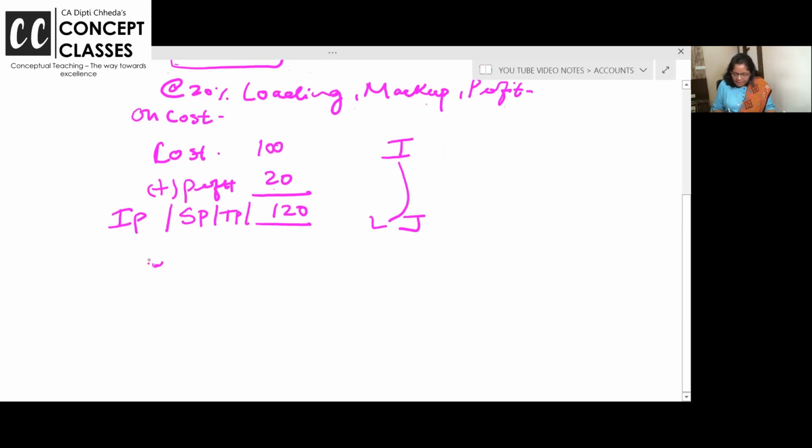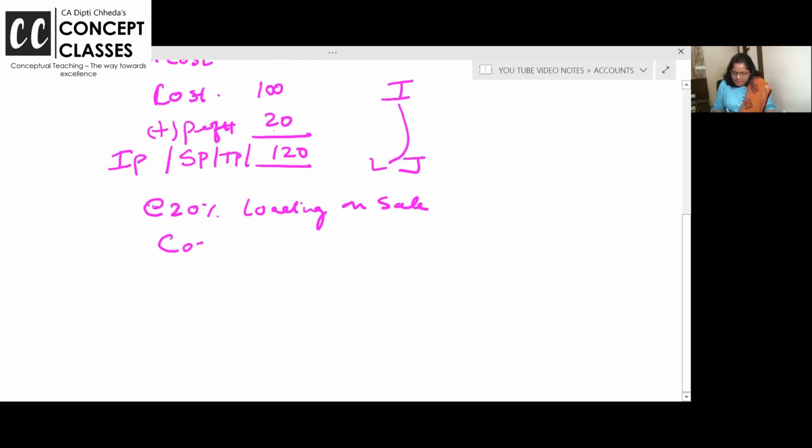If I say it is sending the goods at 20% loading on sales, the equation is the same: cost plus profit.